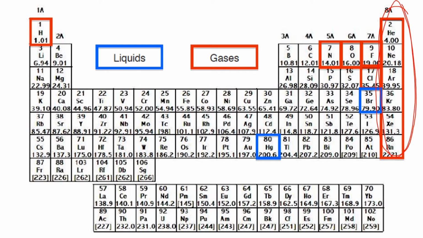There are only 2 liquids on the periodic table, and those tend to be blue on our periodic table on the wall in the classroom. That would be bromine, Br, and mercury, Hg.